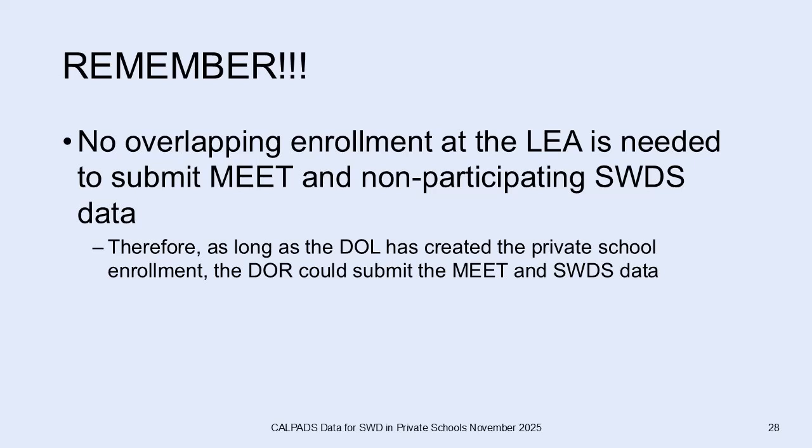Because theoretically, if the student's going to continue to attend the private school, the only status that you're going to submit up is eligible, not participating, or not eligible. Okay, that's it. And you don't need an overlapping enrollment to submit up a non-participation status, and you don't need an enrollment to submit up a meet record. So district of residence, you can still report the data required for child find. District of location is responsible for creating the enrollment and creating those private school enrollments specifically.